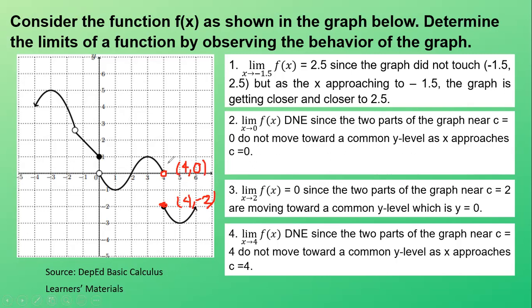Okay po? So from the left, the limit is 0. And from the right, our limit is -2. So they are not equal from both sides of our graph. Thus, the limit does not exist.